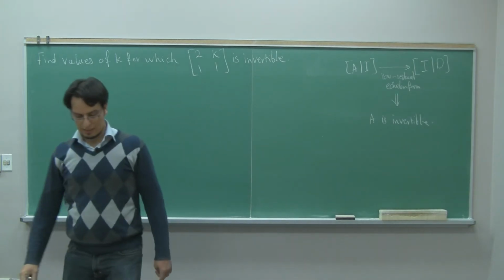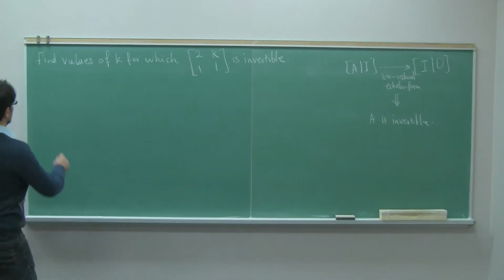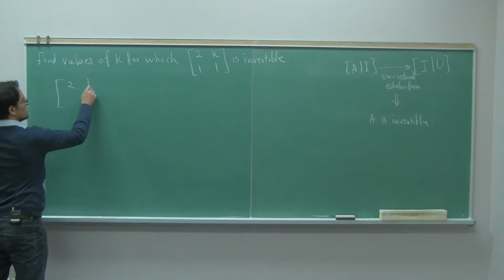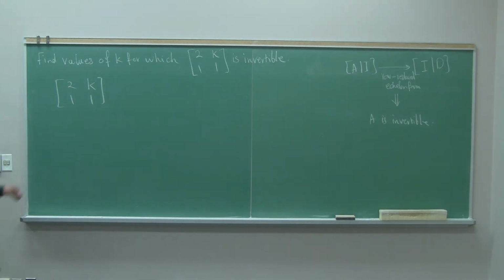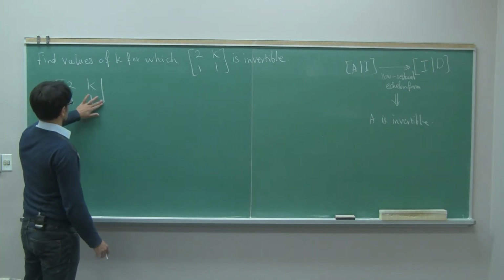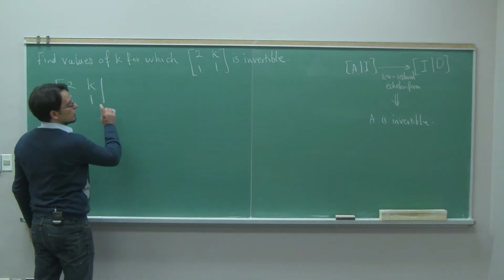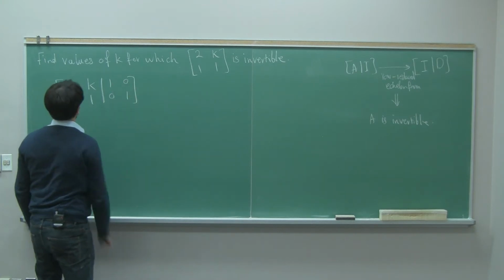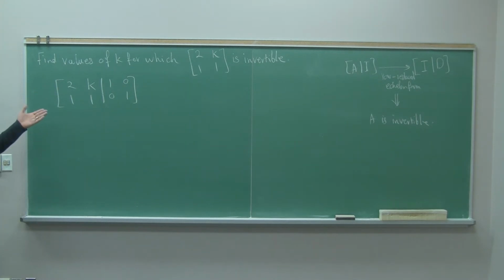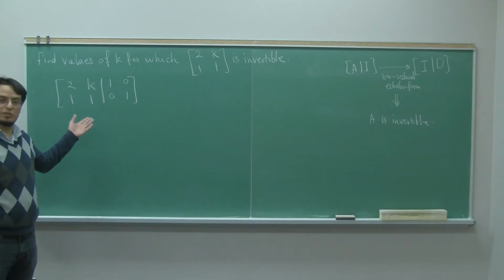Well, that's great. So here I have the matrix 2, k, 1, 1. And I form the augmented matrix, so I have 1, 0, 0, 1. And now I want to row reduce. I have to transform this to row reduced echelon form.